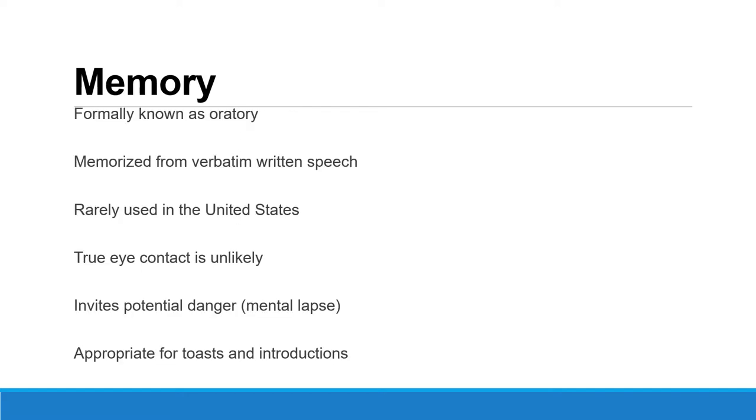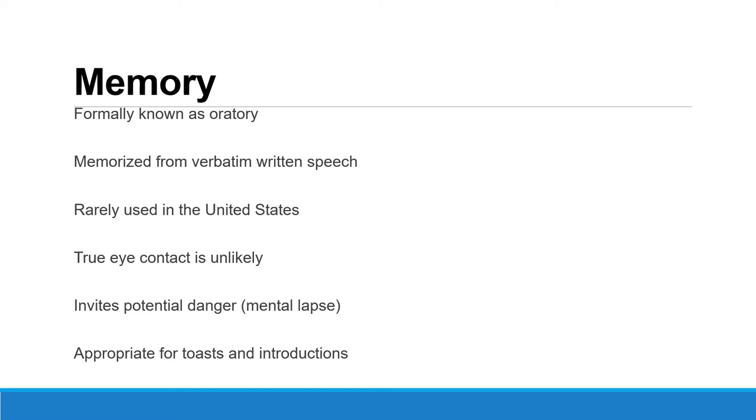Next is memory. It used to be known as oratory. Basically, this is where you memorize a speech word for word. It's hardly used in the United States any longer, and it's very difficult for the speaker to have real eye contact with the audience because the speaker is concentrating on trying to remember what the speech is about.